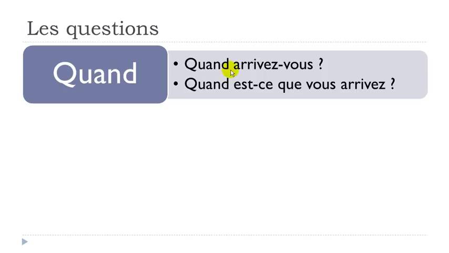If you start a question with quand, like in the first example here, quand arrivez-vous, okay? Arriver is to arrive. So vous, second person of the plural, you can use that for a group of persons, or you can use that for one person, and that's the polite way to use it. Quand arrivez-vous? Now you can see that we've been changing the order. Normally, of course, the subject is before the verb, but the correct way to make a question, if you start with quand, is to change the order: first the verb, then the pronom personnel.